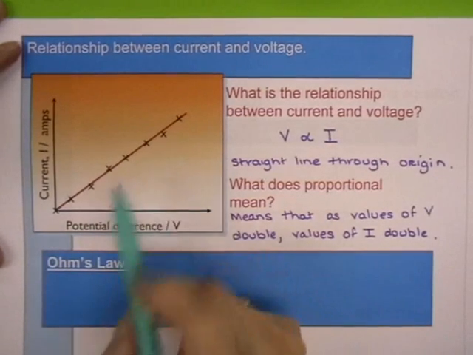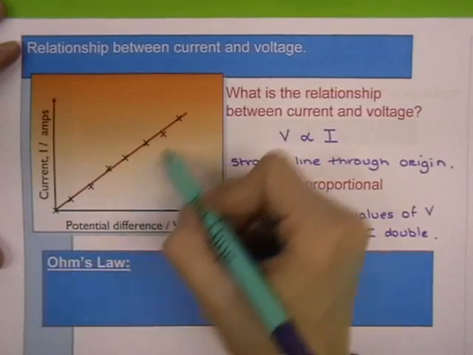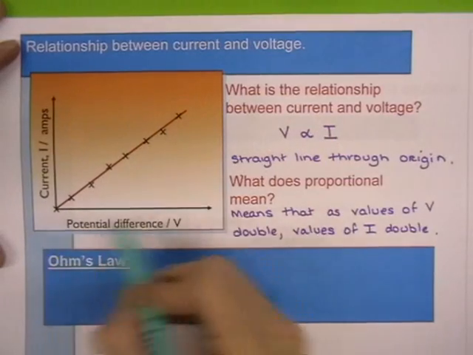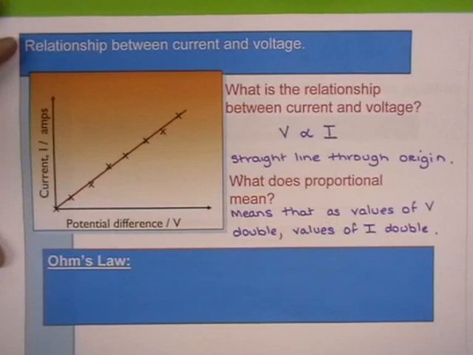So if you see a graph like this, this is more than just something increases. I mean, you could have a curve there, and that would be an increase. I's increasing, and V's increasing, but it's not directly proportional because it's not a straight line.